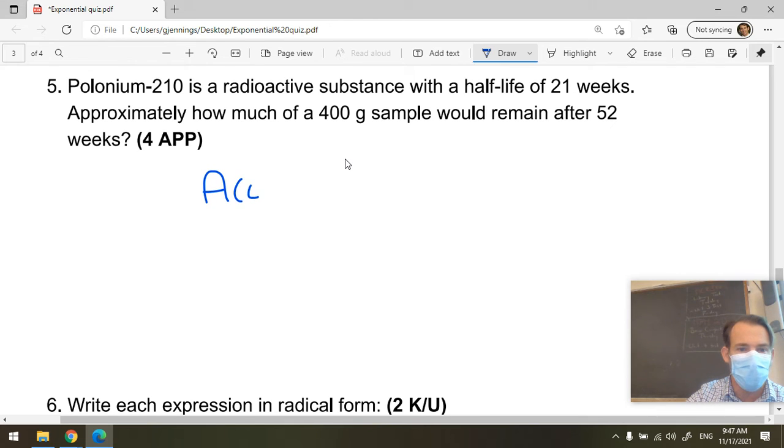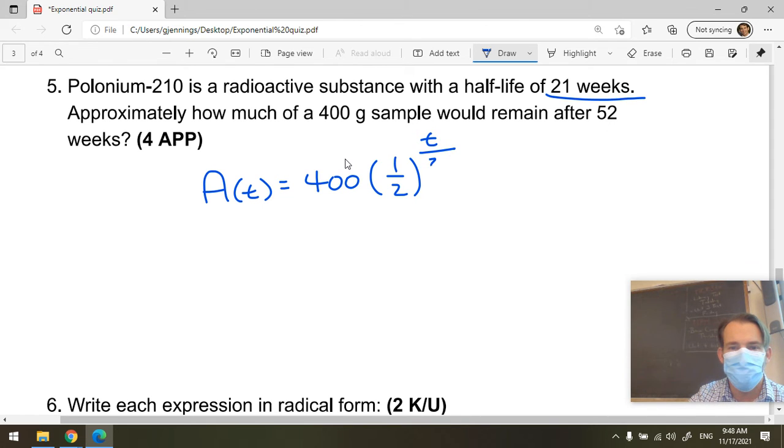The amount left over is a function of time, and it's going to be equal to the initial value, 400, multiplied by 1/2. You can use 0.5 here if you prefer decimals. And that's raised to the power t, divided by the half-life, 21 weeks. That way, when I put 21 here, I will get 1, and that will give me half of this. That's by definition what I want. Now, I've been asked to find how much will be left at 52. This is just a plug and chug now. 400 times 1/2 raised to the power 52 over 21.